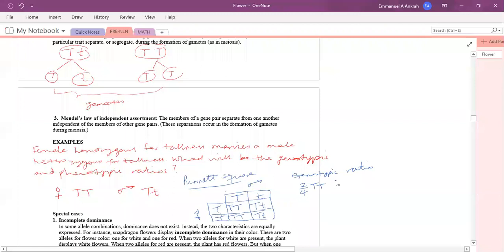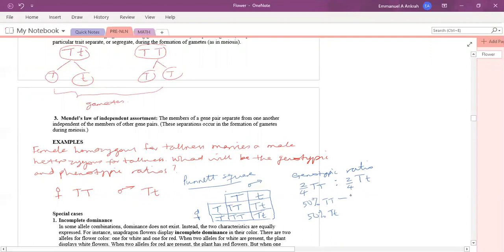Then the other one, 2 out of 4 possibilities, 2 out of 4, of uppercase and lowercase T, this heterozygote condition, right? In other words, you have 50% TT and then 50% Tt, 50-50 of homozygous tallness and heterozygous tallness. Okay, that would be the ratio.